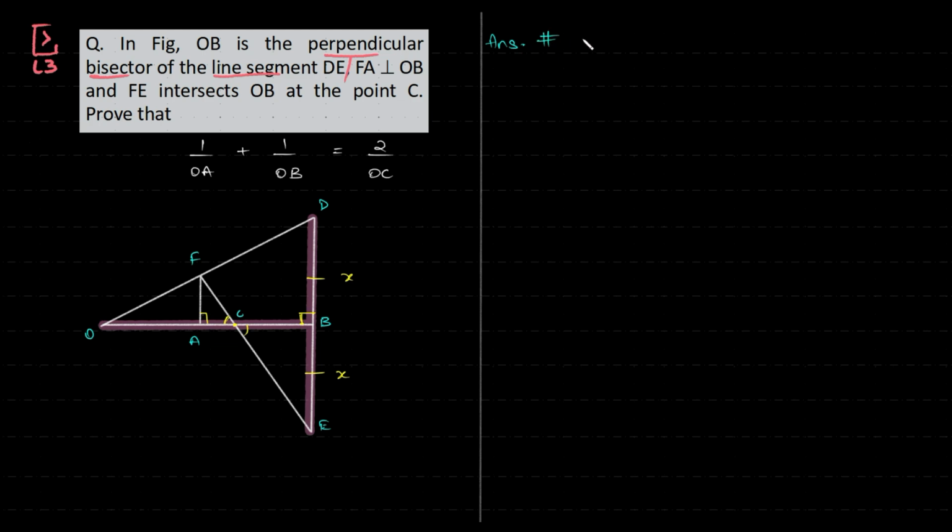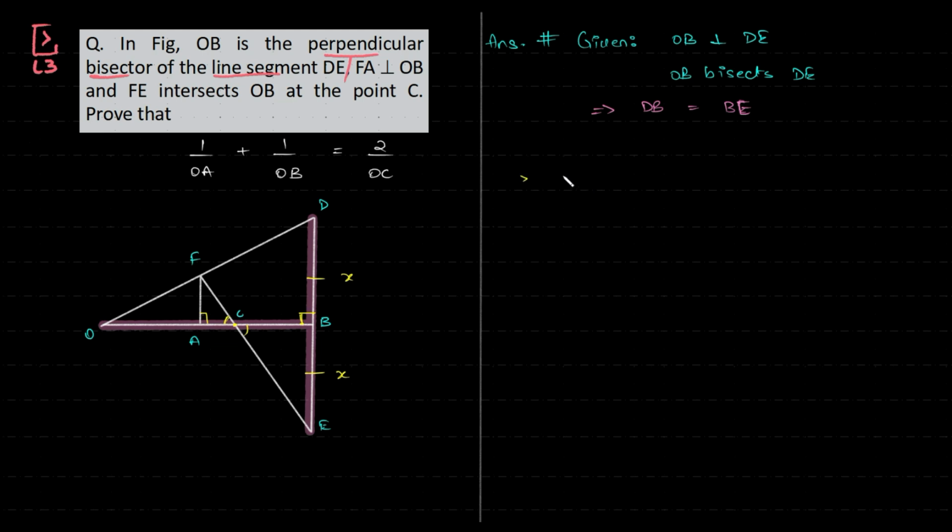So let's write the given. So what do we have? We have OB is perpendicular to DE and OB bisects DE. What does it mean? If OB bisects DE, this means that DB is equal to BE. Right, guys? So that's what we can infer. This is given.